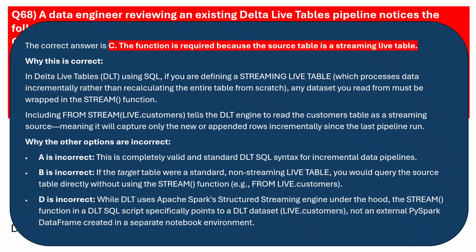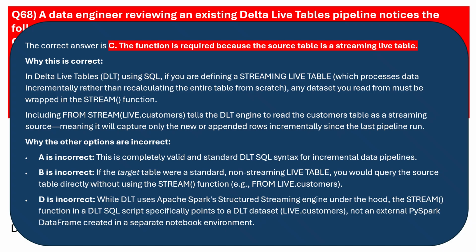Why this is correct. In Delta Live Tables, DLT, using SQL, if you're defining a streaming live table which processes data incrementally rather than recalculating the entire table from scratch, any dataset you read from must be wrapped in the STREAM function. Including FROM STREAM(LIVE.customers) tells the DLT engine to read the customers table as a streaming source, meaning it will capture only the new or appended rows incrementally since the last pipeline run. Why the other options are incorrect.